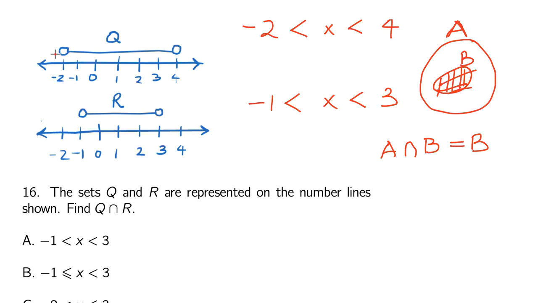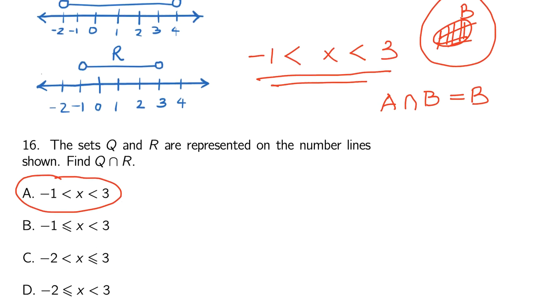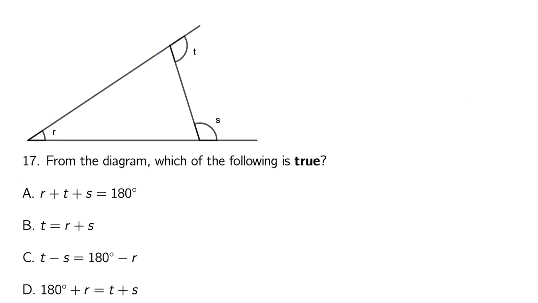So now that we have two sets where R is a subset of Q, the intersection is actually R. So given that this is R, that's the answer we're looking for. If you want to see the other options, let me bring them up. So A, B, C, D, and the answer is A. The next question is question 17.